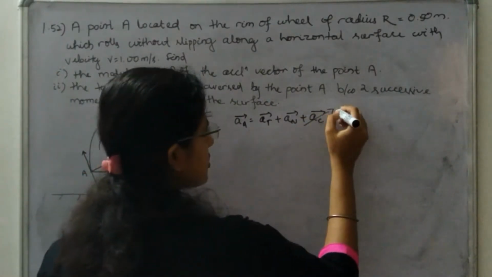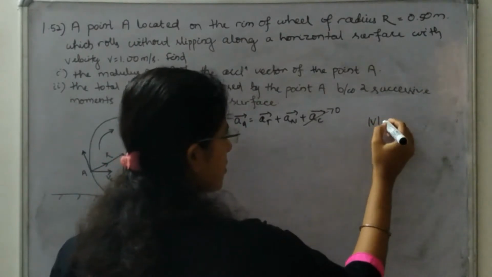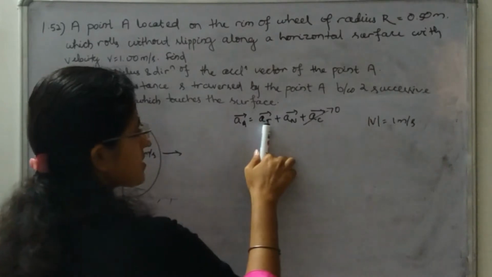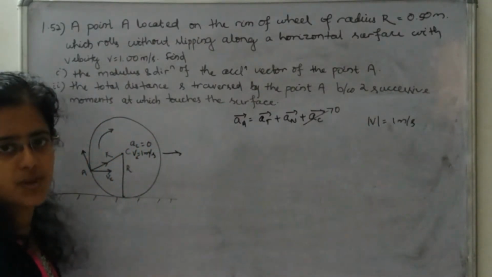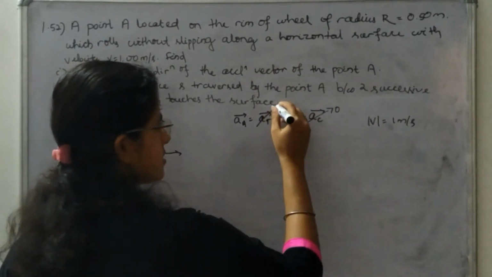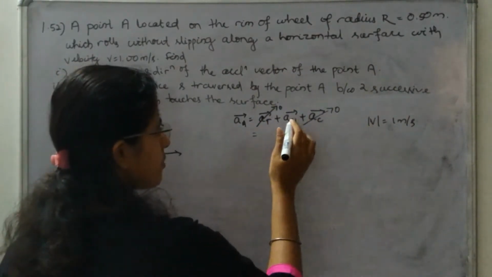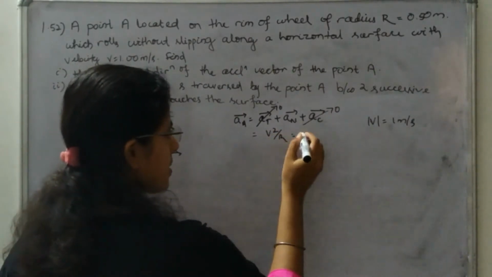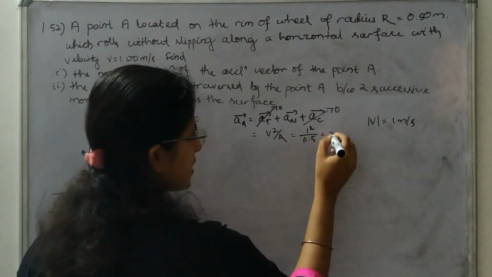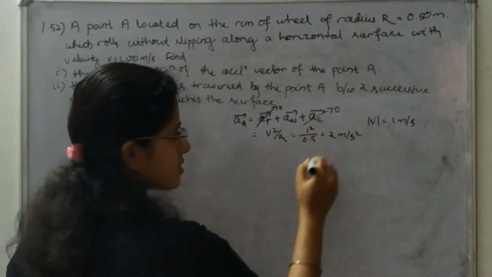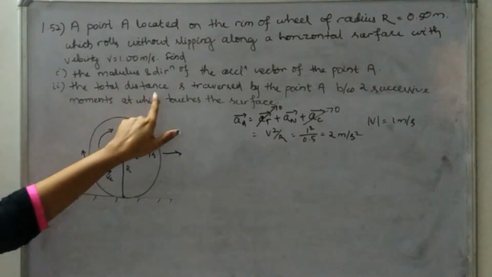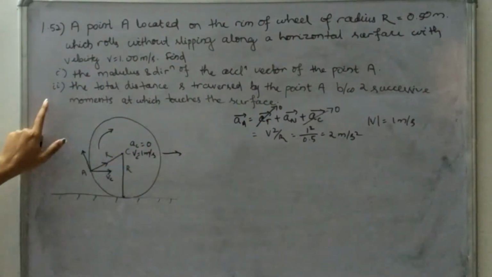We have derived this as 0. The modulus of velocity is 1 meter per second. Tangential acceleration is the derivative of the modulus of velocity with respect to time. As this is constant, this is also 0. We are left only with the normal acceleration, which is v squared divided by r. V is 1, so 1 squared divided by 0.5 is 2 meter per second squared. The first question is solved.